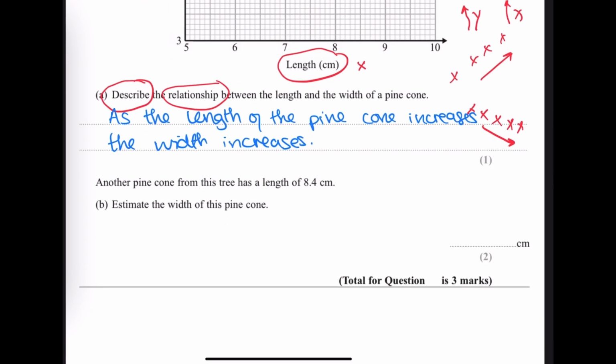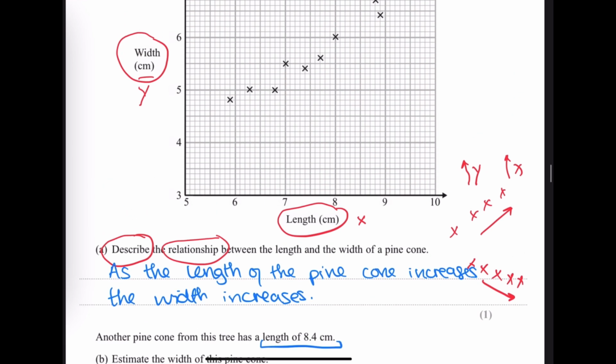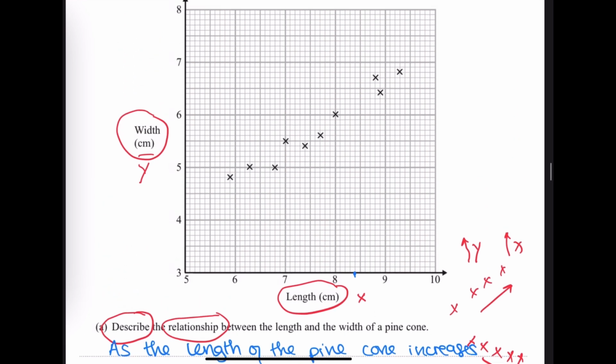Another pine cone from this tree has a length of 8.4 centimeters. Estimate the width of this pine cone. All we're going to do is, they tell us its length is 8.4. We're going to see where length 8.4 is. It will be around here. First thing we need to do is get the line of best fit.